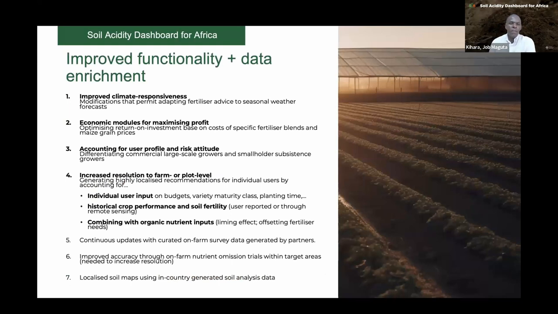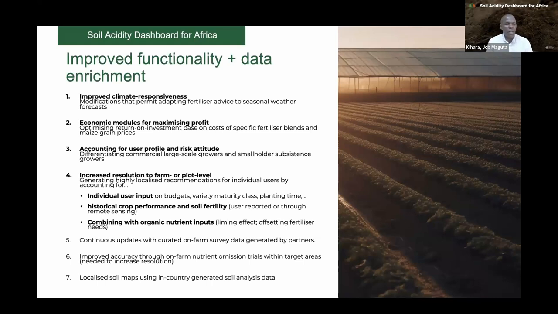To just wrap up the approach that Excellence in Agronomy is using, I wanted to bring in some areas of improving functionality that we see in the models that have already been created. As I mentioned, we have an elaborate framework for modeling, and that framework needs to be improved in certain areas. One of the areas is climate responsiveness, to improve seasonal weather integrations in the models.